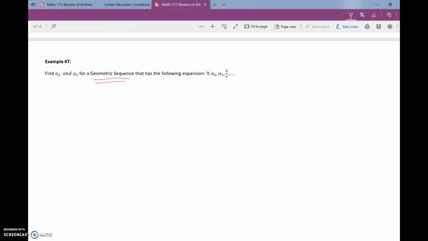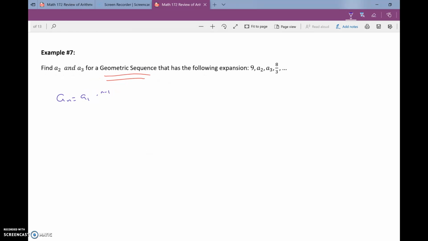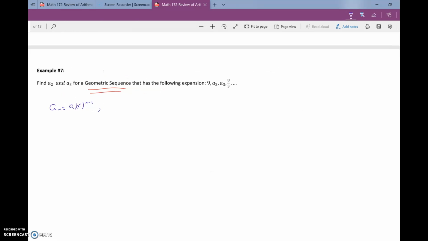It's a geometric sequence. So for geometric sequences, a sub n is equal to a sub 1 times r to the n minus 1 for the general pattern. In this case, r to the n minus 1 is the exponent. For this one, it's given that a sub 1 is equal to 9, so we don't have to find that value. Also, a sub 4 is equal to 8/3. So these are just values that are given.